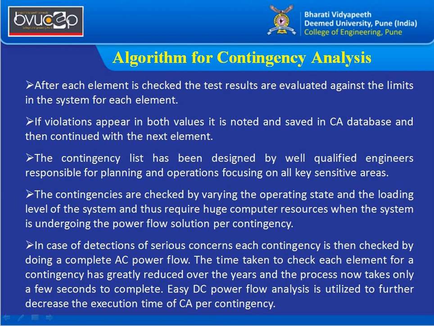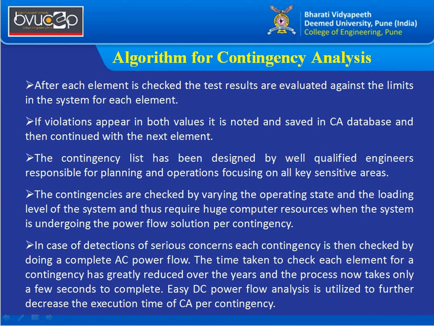So the contingency list has been designed by well-qualified engineers responsible for planning and operation, so that the power system is much more secure and reliable for the key sensitive areas. The contingencies are checked for varying operating states and loading levels of the system and require huge computer resources. That is why we go for a DC power flow solution per contingency, which requires less computer data. In case of detection of very serious issues, the contingency is checked by doing a complete AC load flow.